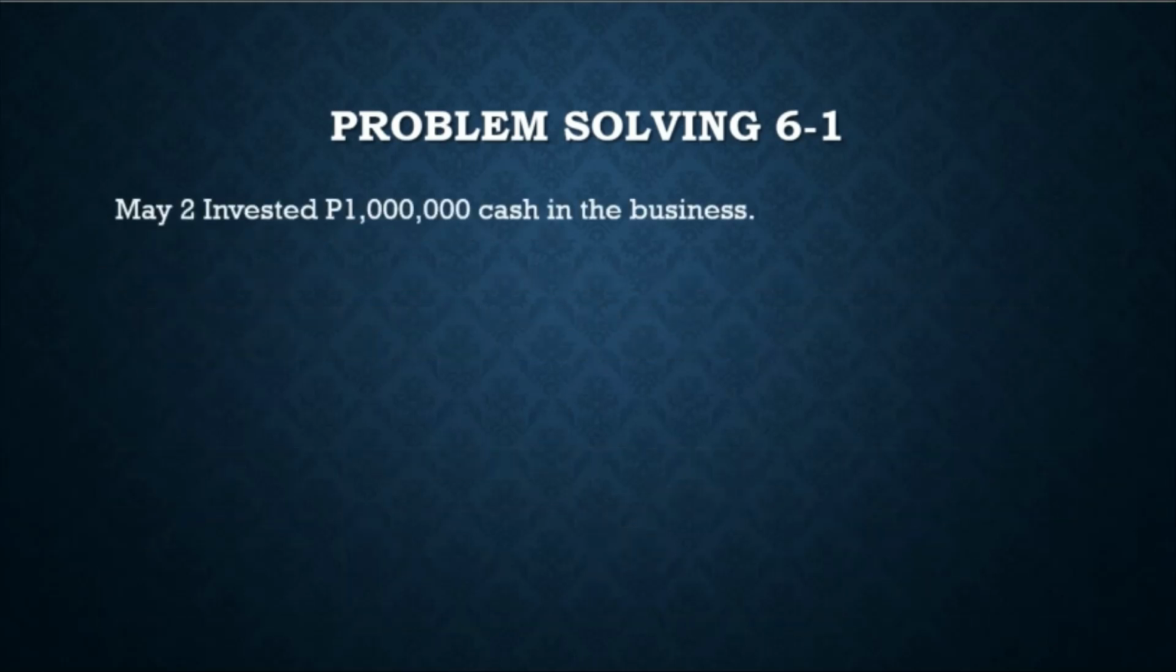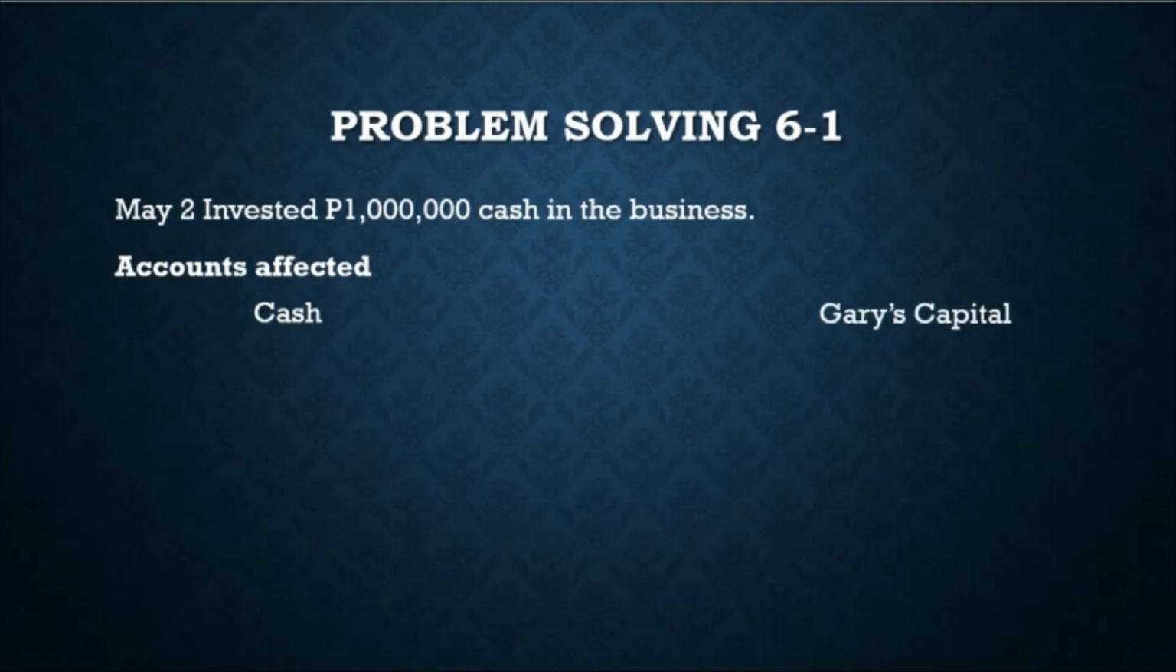So, on May 2, Gary invested 1 million cash in the business. So, gaya nung na-discuss natin last time, ang first na gagawin natin is to determine anong accounts ang affected ng transaction. So, usually, there are 2 or more accounts na affected, diba? So, in this case, ang accounts na affected ay cash and also capital. Cash is obviously affected. Gawa ng sinabi na nag-invest si Gary ng cash amounting to 1 million. Then yung capital naman ay affected gawa ng investment is part of the capital.